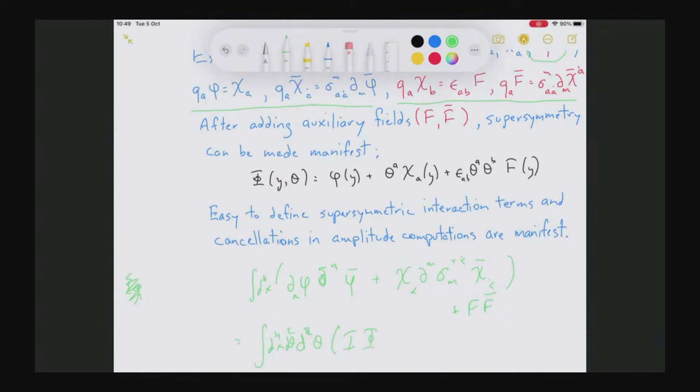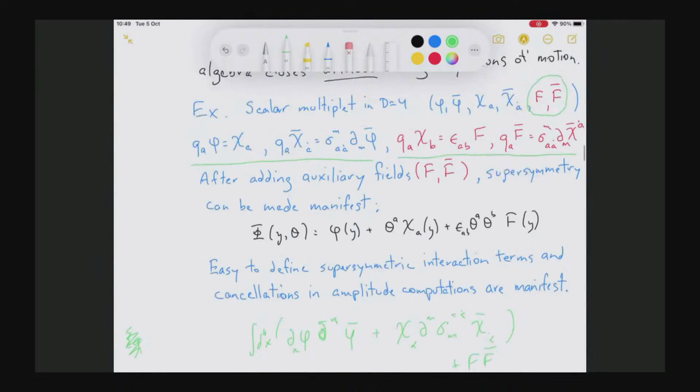And you can also, of course, add interactions by adding things like f of phi. So this is the usual F term plus complex conjugate. This is, of course, well known for anybody who studied 4-dimensional supersymmetry. And the key ingredient is adding these auxiliary variables.